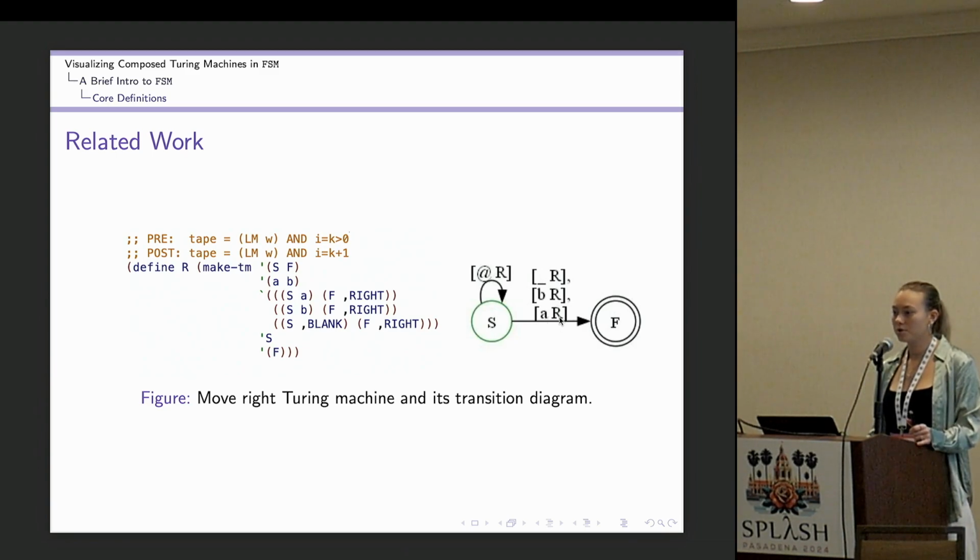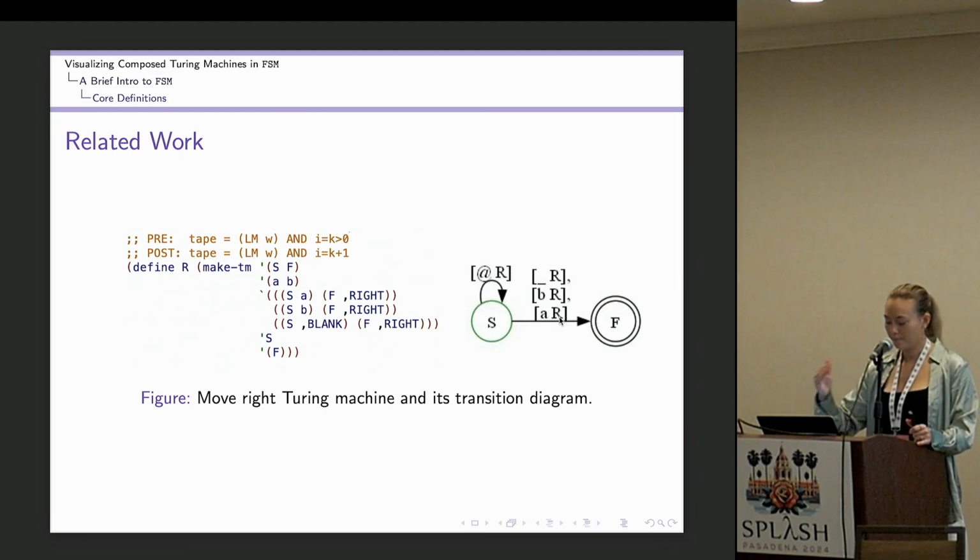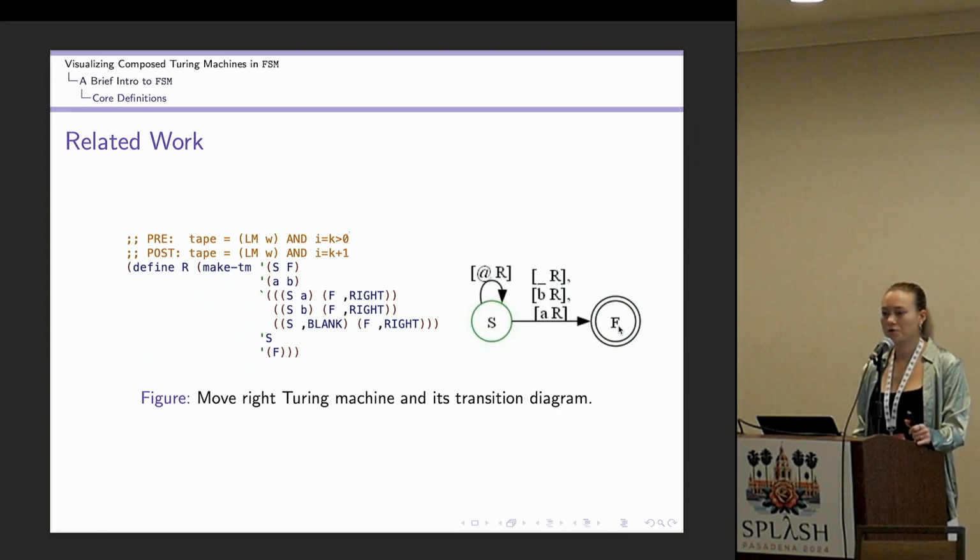An action can be to move the head right on the tape, to move it left, or to write to the tape. Essentially here, regardless of whether an A, a B, or a blank is being read, the head just moves 1 position to the right, the machine transitions from start to final state and halts. And that's the move right Turing machine.